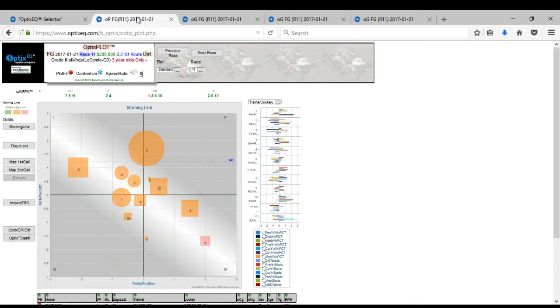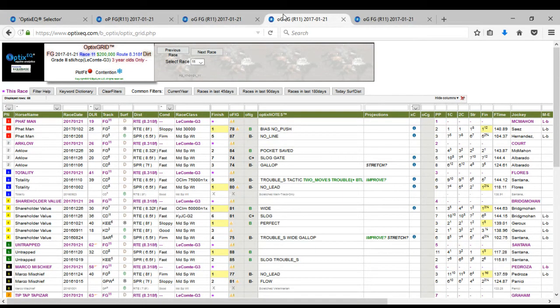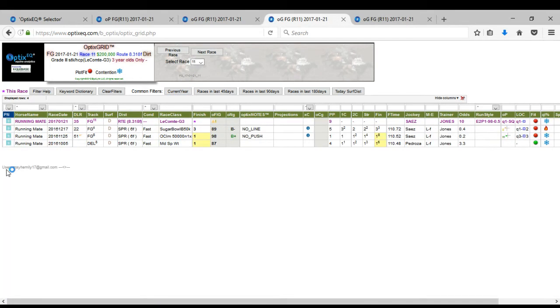We'll go through each horse. So left to right, let's start with the 9. Let me go over to one of my grids here, and we'll look at the 9 individually.